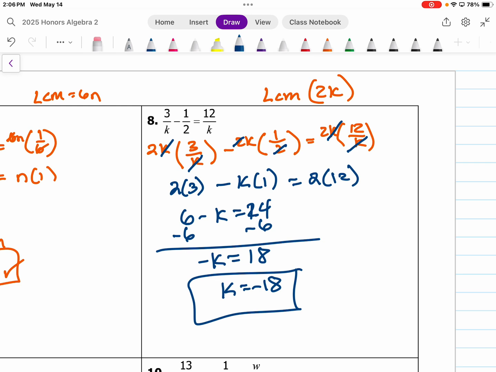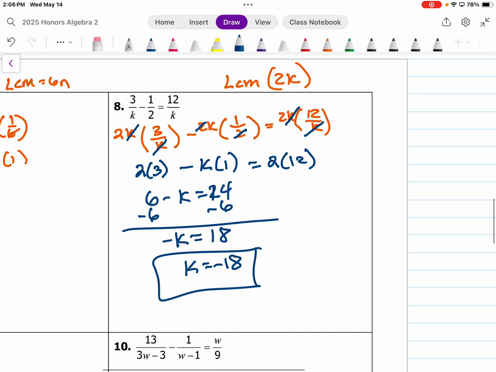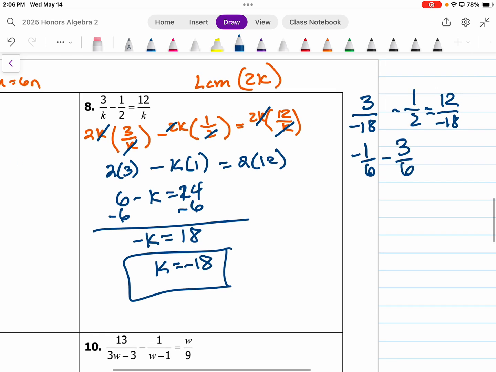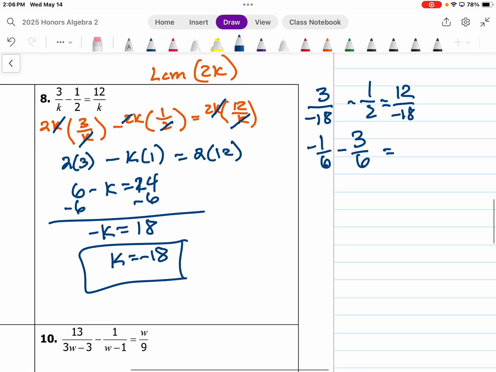And again, I'm supposed to double check it. Is 3 over negative 18 minus 1/2 equal to 12 over negative 18? Well, that's negative 1/6 minus 3/6. I'm going to go ahead and get common denominators. Is that equal to, I can divide that top and bottom by 3, negative 4/6? I didn't go by 6 because I need 6's in the bottom. And then I get negative 4 over 6 equals negative 4 over 6. So I'm like, woohoo, that worked.